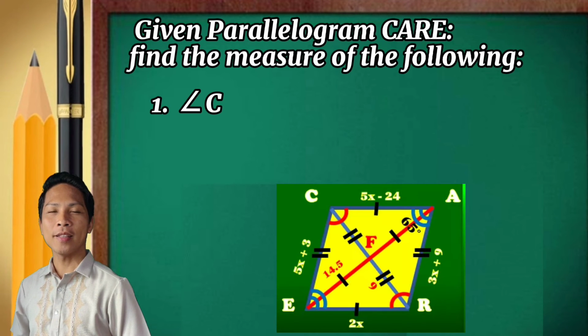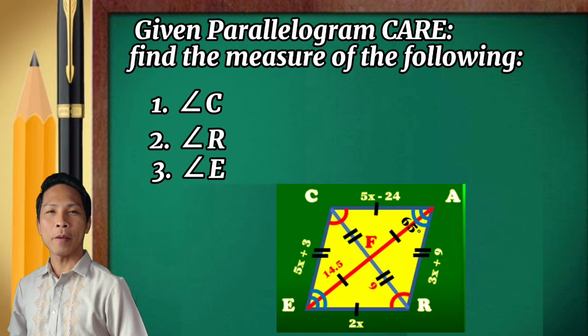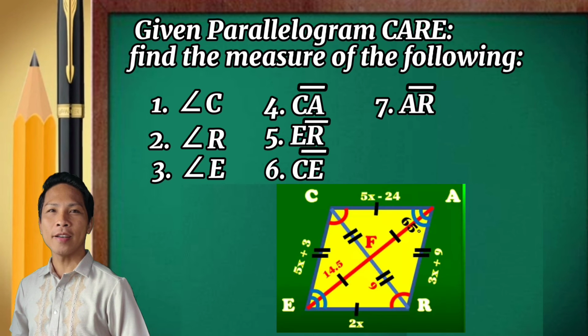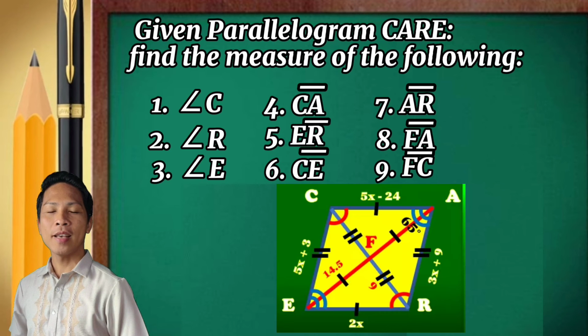Number 1, angle C. Number 2, angle R. Number 3, angle E. Number 4, side CA. Number 5, side ER. Number 6, side CE. Number 7, side AR. Number 8, segment FA. And number 9, segment FC. Timer starts now.